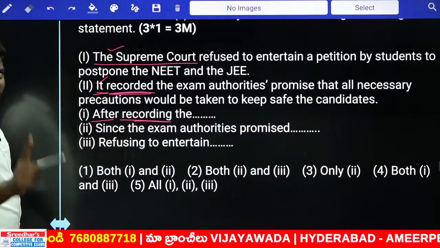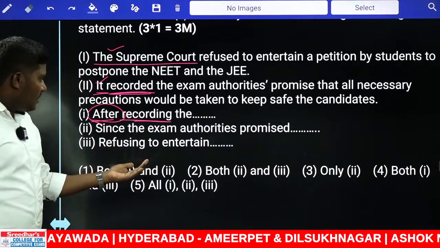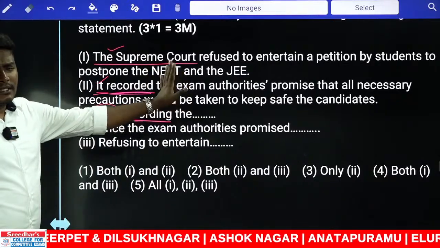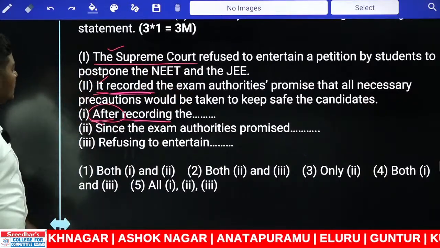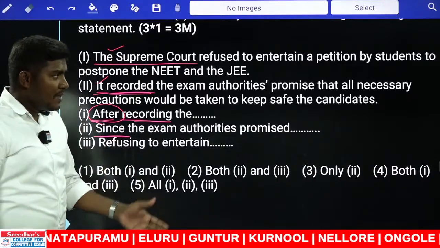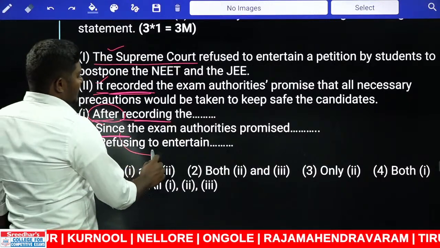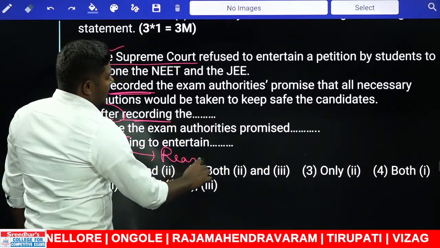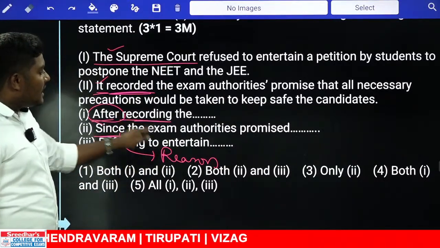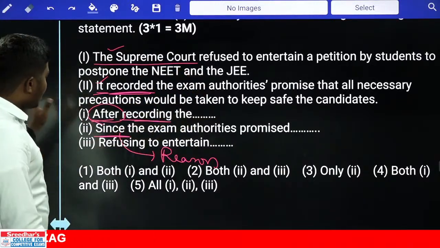I already told you, take any one verb, and in the beginning there is one indicator. What is that one? After recording. After recording these people's statement, the Supreme Court refused to entertain such kind of plea from the students. So the first one can be taken, no problem. Next, what is the next one? Since the exam authorities promised that all necessary precautions should be taken, here the word since gives the meaning of a reason. What is the reason here? These people promise that we will take care of the precautions. So stating that statement, this is the reason. The result is the Supreme Court refused to entertain a plea. So even the second one is possible.